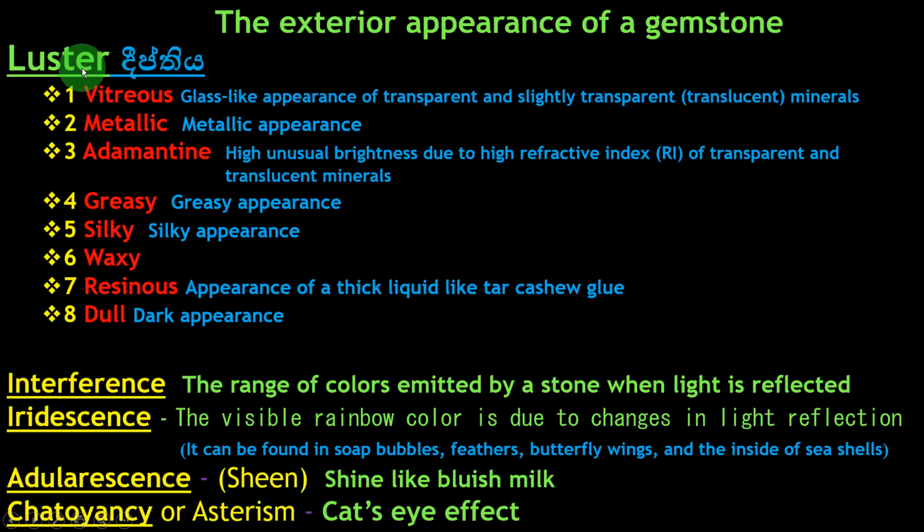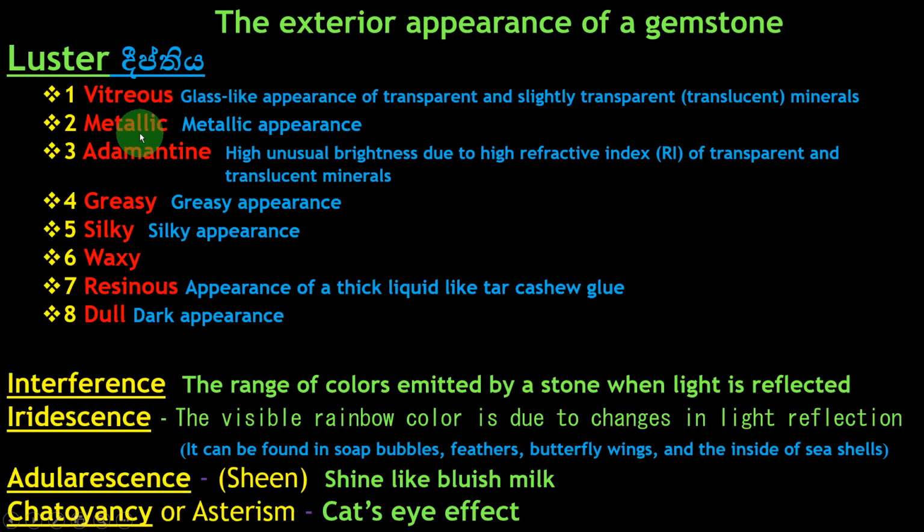First thing is luster. Luster we can divide into 8: vitreous, metallic, adamantine, greasy, silky, waxy, resinous, dull. These are the main 8 words we have to learn. Now, vitreous means what? It is a glass-like appearance of transparent and slightly transparent, that means translucent, minerals. Vitreous, glass-like.